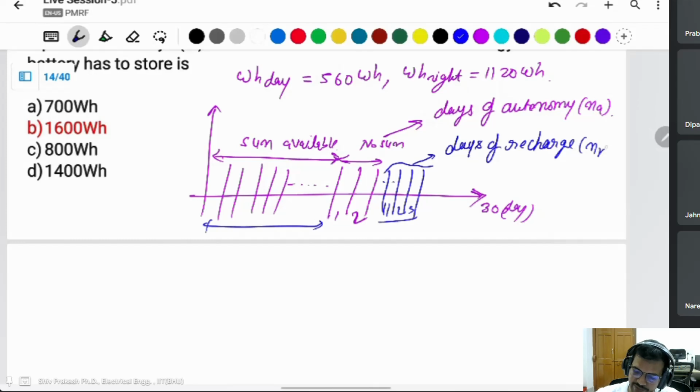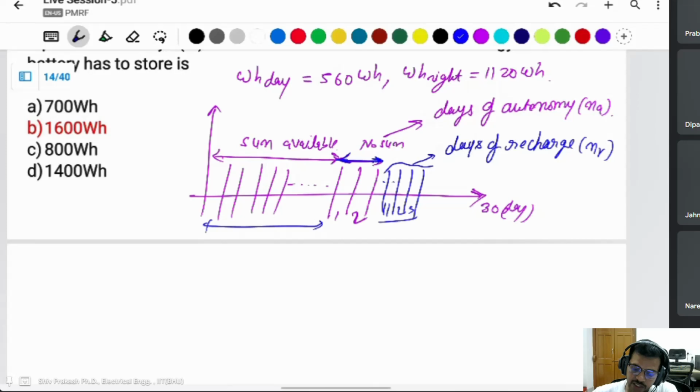The number of recharge days is denoted NR. The battery could be charged in a single day, but for that you would require very large panels, which is costly. That's why it takes 2 to 3 days, maximum 2 to 3 days, to charge the battery. And if there is no sun, it may be 2 days, maybe 4 days, maybe 10 days also in rainy season.